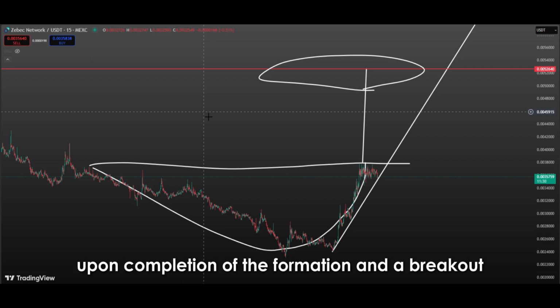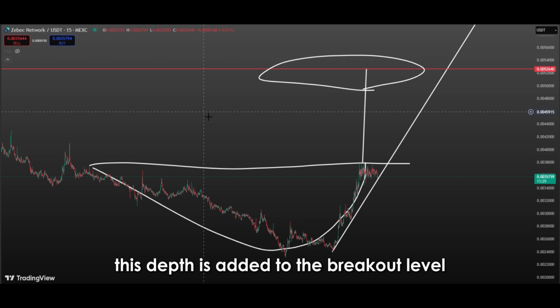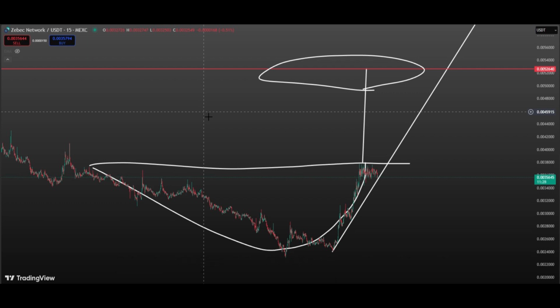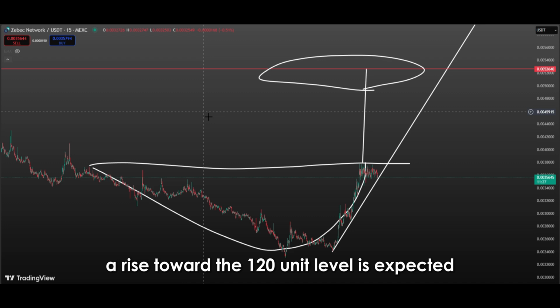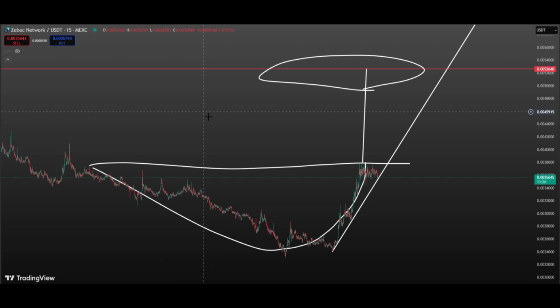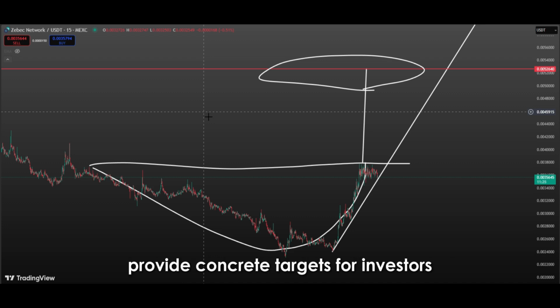Upon completion of the formation and a breakout, this depth is added to the breakout level to determine the price target. In this case, a rise toward the 120-unit level is expected. These types of calculations provide concrete targets for investors and help them approach market movements more consciously.